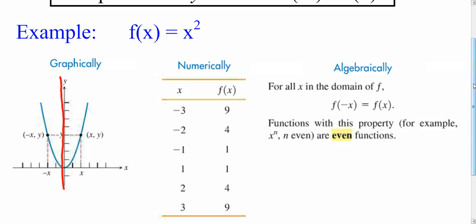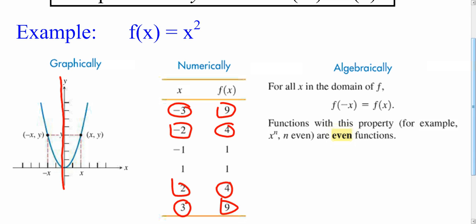If you look at the table, I want you to notice that when x is 3 and x is negative 3, your y values are the same. When x is positive 2 and negative 2, your y values are the same. So that's where you get this, that when you plug in one number and you plug in its opposite number, so positive 2 and negative 2, you get the same answer for your y values. That indicates that you have an even function.